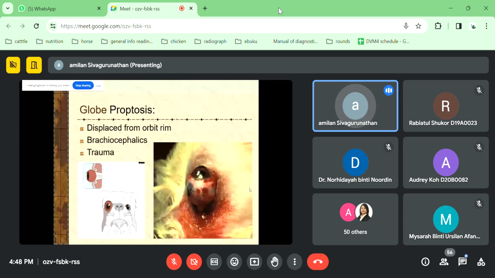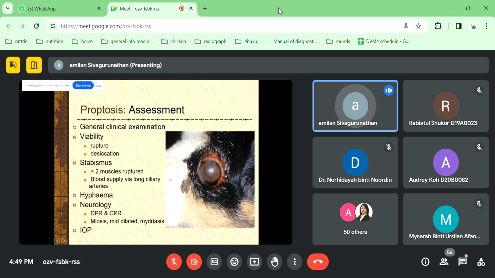So this is proptosis. The globe has now gone beyond the orbital rim. It obviously looks to be removed, but the owner has to be convinced why, because there's a lot of pain, discomfort, and it's pointless trying to replace this globe back in. But more importantly, it is about relief and comfort. It's a welfare issue.